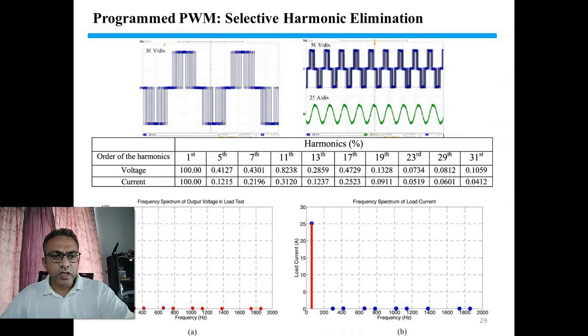So now, as we can see in this diagram, we can eliminate more harmonics. As we go on expanding our matrix, we can eliminate more harmonics. So in this diagram, the first is present, but the fifth, the seventh, the 11th, 13th, 17th, 19th, 23rd, 29th, the 31st harmonics have been eliminated. And this is the wave shape, and here is the frequency spectrum.